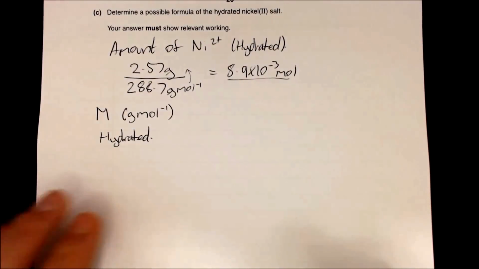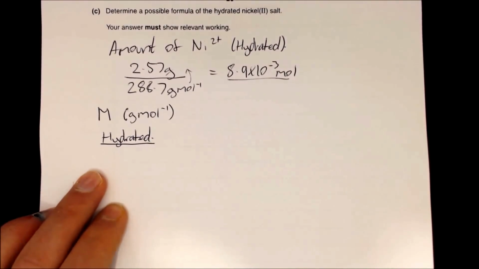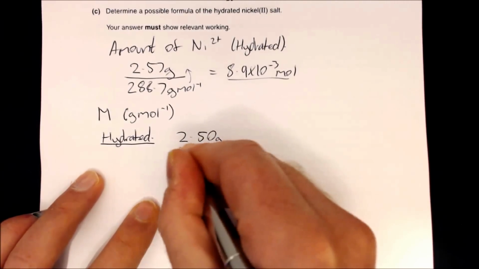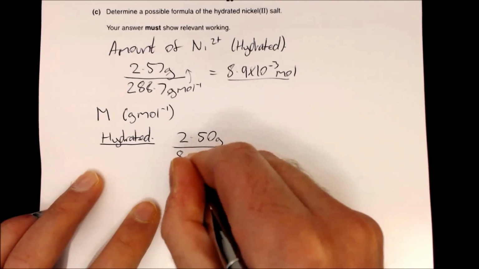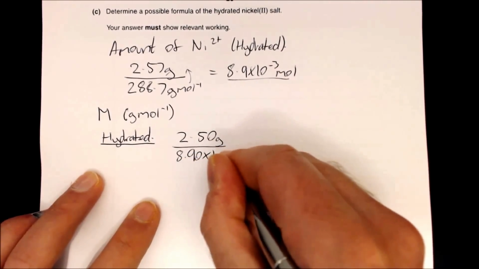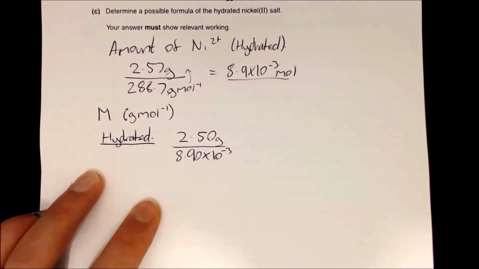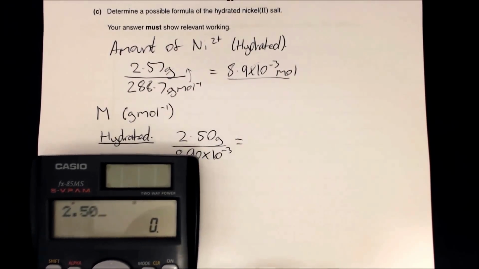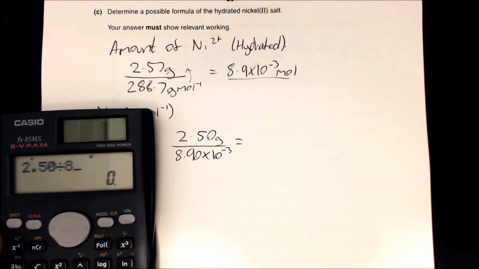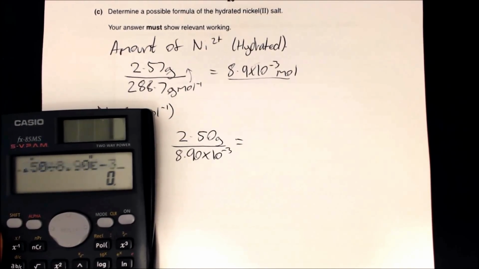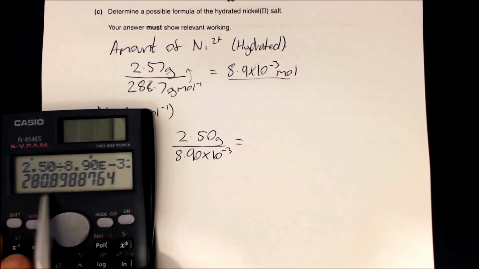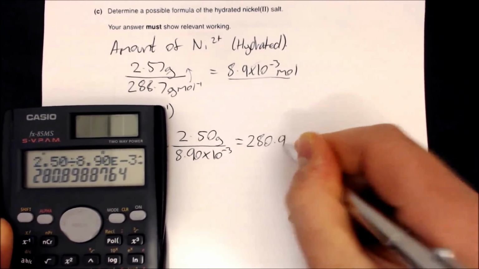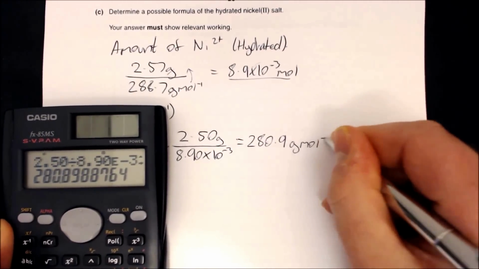So the hydrated sample is going to be 2.50 grams. That's how much we had that was hydrated. The number of moles we now know to be 8.90 times 10 to the minus 3, because that's what we just worked out up there. That should get us 2.50 divided by 8.90 times 10 to the minus 3. And that should get us a value of 280.9, and that's in grams per mole. So this is of the hydrated sample.